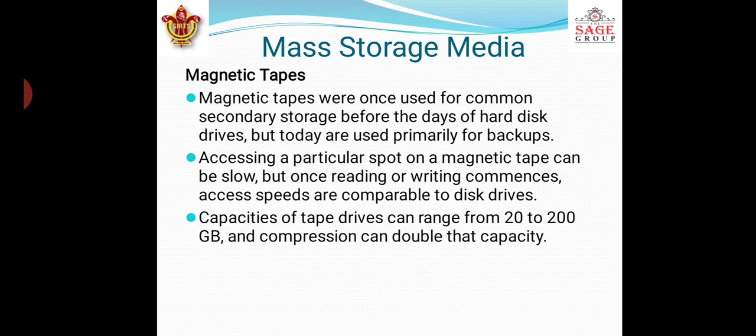The next type of mass storage media is the magnetic tape. Magnetic tapes were once used for common secondary storage before the days of hard disk drives, but today are used primarily for backups. Accessing a particular spot on a magnetic tape can be slow, but once reading or writing commences, access speeds are comparable to disk drives. Capacities of tape drives can range from 20 to 200 GB, and compression can double that capacity.